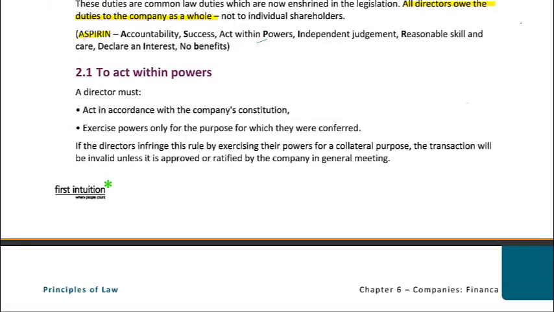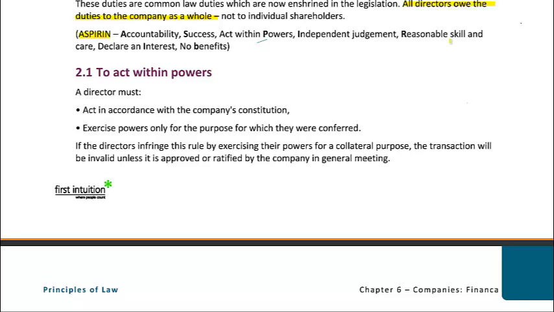Okay, so what are these duties? Well, there's a little mnemonic there, aspirin, to try and help you remember it. Director's duties to give you a headache. So, accountability, success, act within the powers, independent judgment, reasonable skill and care, declare an interest, and no benefits, not to accept benefits.